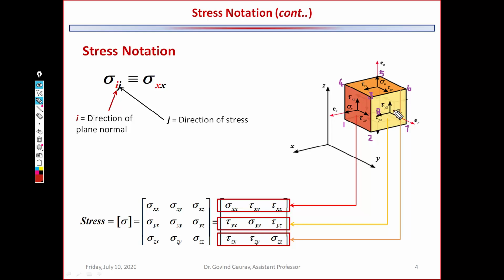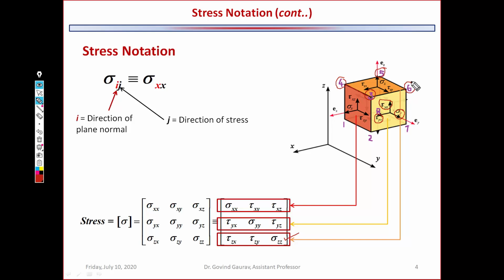This plane normal is directed in the y direction. The values of the stresses are sigma yy, which is acting in the y direction, which is the normal stress, tau yz, which is acting in the positive z direction, and tau yx, which is acting in the positive x direction. Similar to this, we have other forces acting on the next adjoining face, the plane represented by 3, 4, 5, and 6.